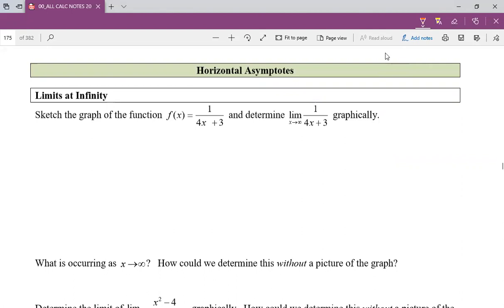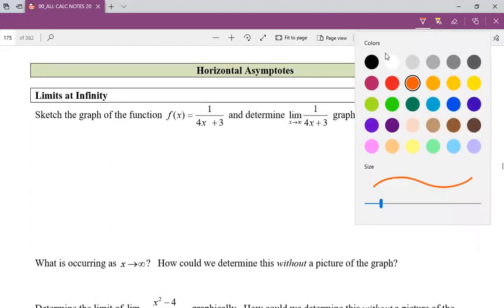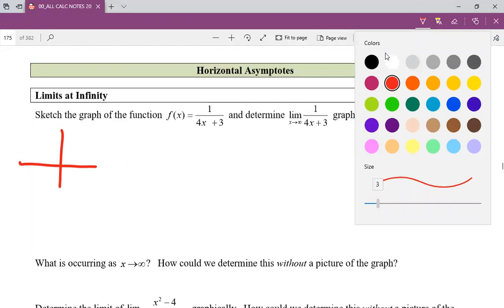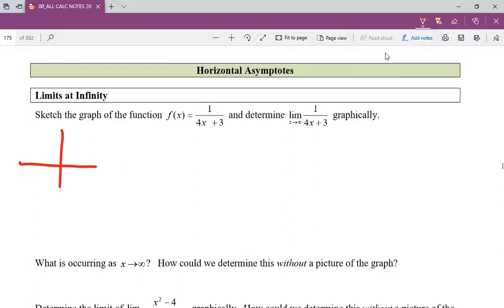So it starts off by saying sketch the graph of the function f of x equals 1 over 4x plus 3 and determine the limit as x goes to infinity of that thing graphically. So what do we notice about this thing? Well, we know that it's going to look a little bit like this. 1 over 4x plus 3 is going to have a vertical asymptote, we know, at -3/4. Vertical asymptote there. We know that it's going to pretty much look kind of like this and kind of like this.